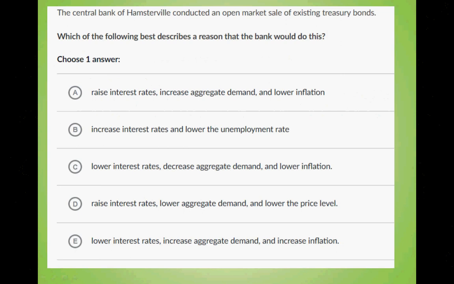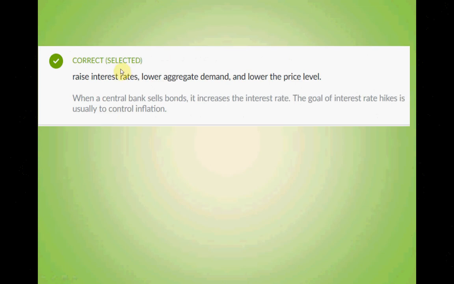I'm not going to read all of these ones, but we will go through the answer here. So pause this one, read it over. Once you think you have the answer, unpause it. All right, let's take a look here. So the Central Bank of Hamsterville, open market sales, existing treasury bonds. So they're selling the bonds that they have. It's going to raise interest rates, lower aggregate demand, and lower price level.